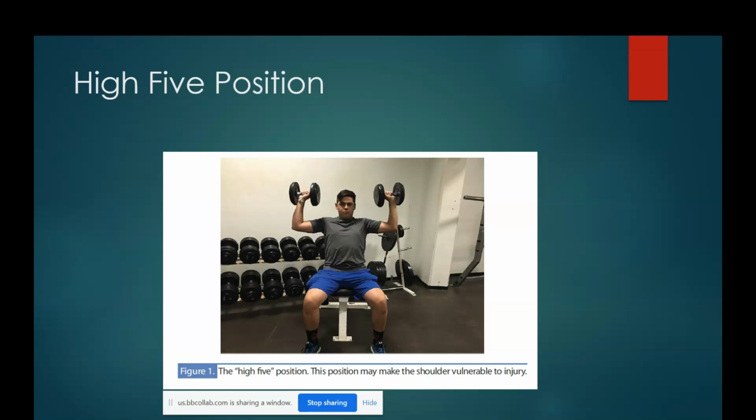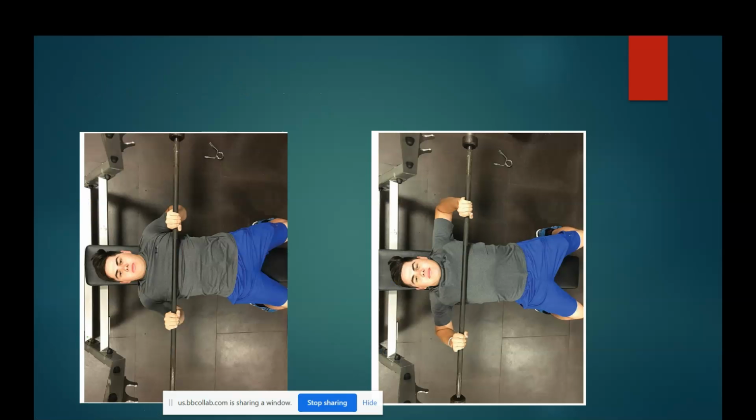If somebody has shoulder pain, this is called the high five position. This position may make the shoulder vulnerable to injury, or may just generally not be very friendly for somebody that already has a shoulder injury. So ways to modify this would be, if you wanted to do an overhead press and they have the range of motion to do it, we just want to avoid any pain. Elbows come in for this exercise. So elbows come into the body instead of out in that high five position.